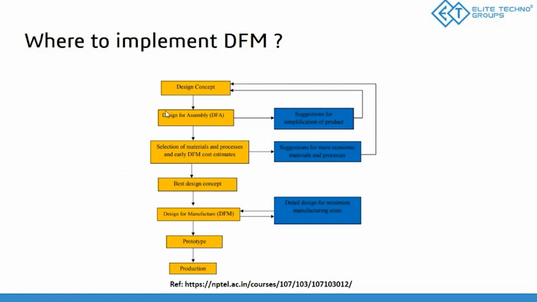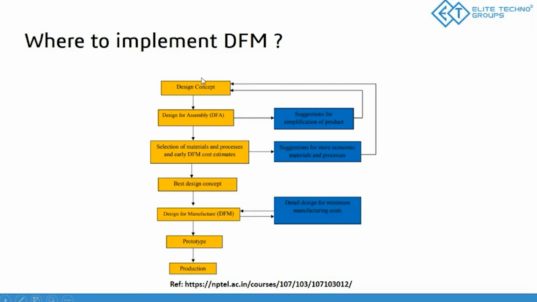A product as a whole is an assembly of different components, right? So you need to consider the ease of assembly, and also reduce the number of part counts. These are the aspects considered in DFA. We'll not go into details of it at this stage. Then after DFA is done, there is material selection and processes, and also the early estimate of cost, considering the DFM, right?